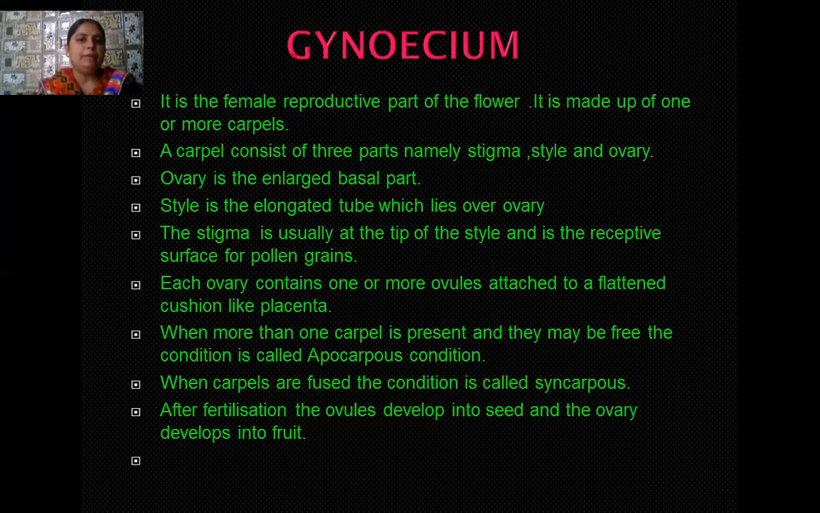And then ovary. Inside the ovary, what is present? An ovarian chamber is there, which is known as locule. Inside the locule, so many ovules are present, and they are attached to a flat cushion-like structure, which is known as the placenta.